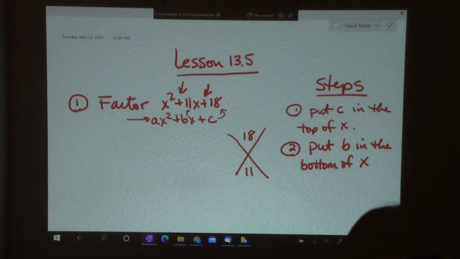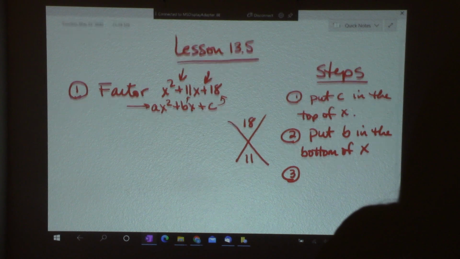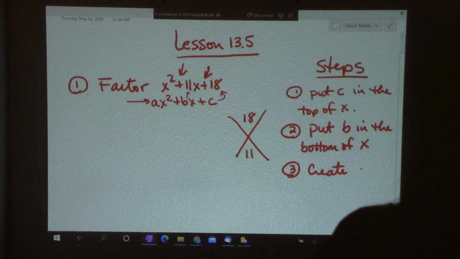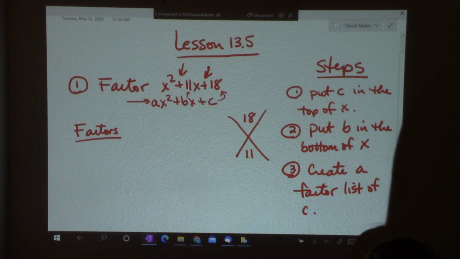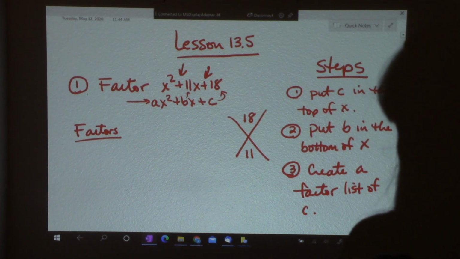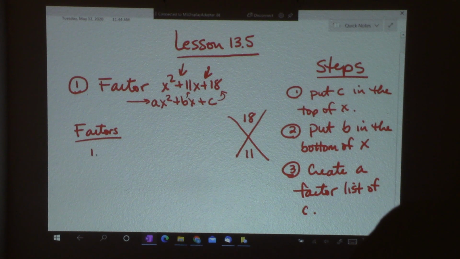Thank you. Okay. The third thing we're going to do is we're going to create a factor list of the number that is C. So I'm going to make a little list over here. And I'm going to ask myself, what multiplies to be 18? And I'm going to make a little list. So I've got 1 and 18. I've got 2 and 9. And I have 3 and 6. Okay, so these are all positive. So I only have those 3 possibilities.